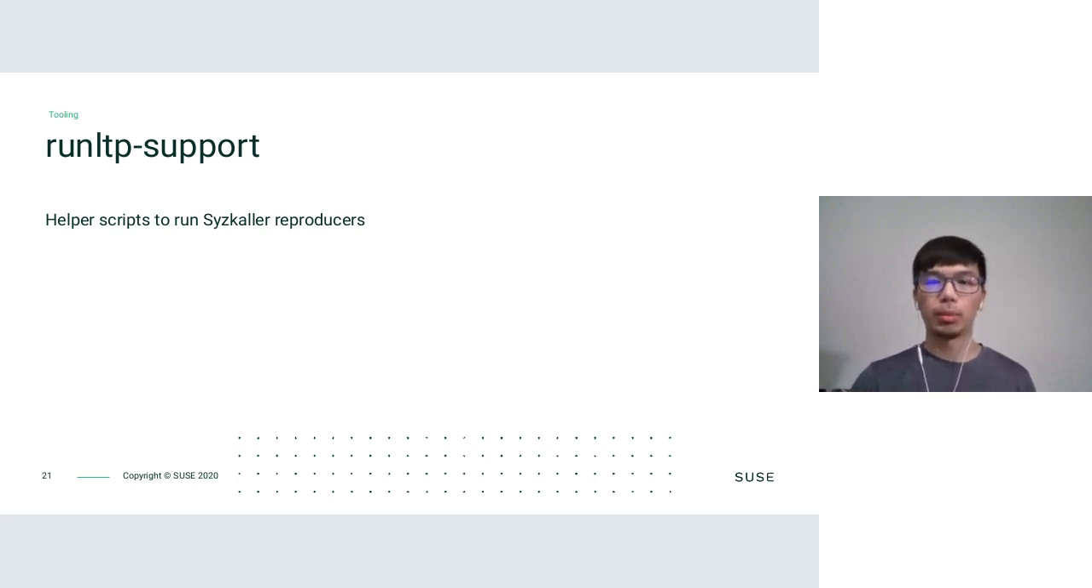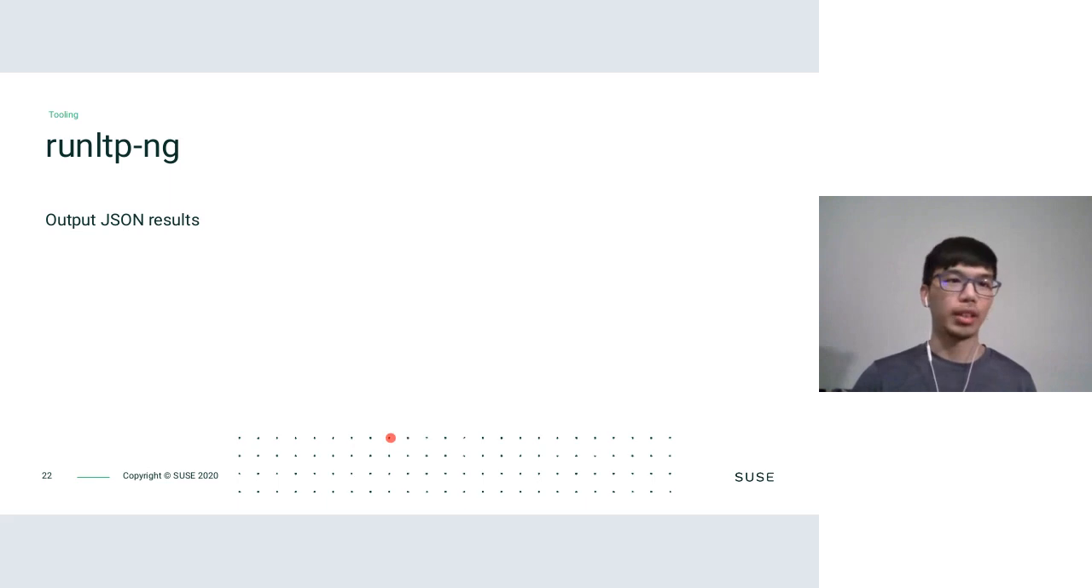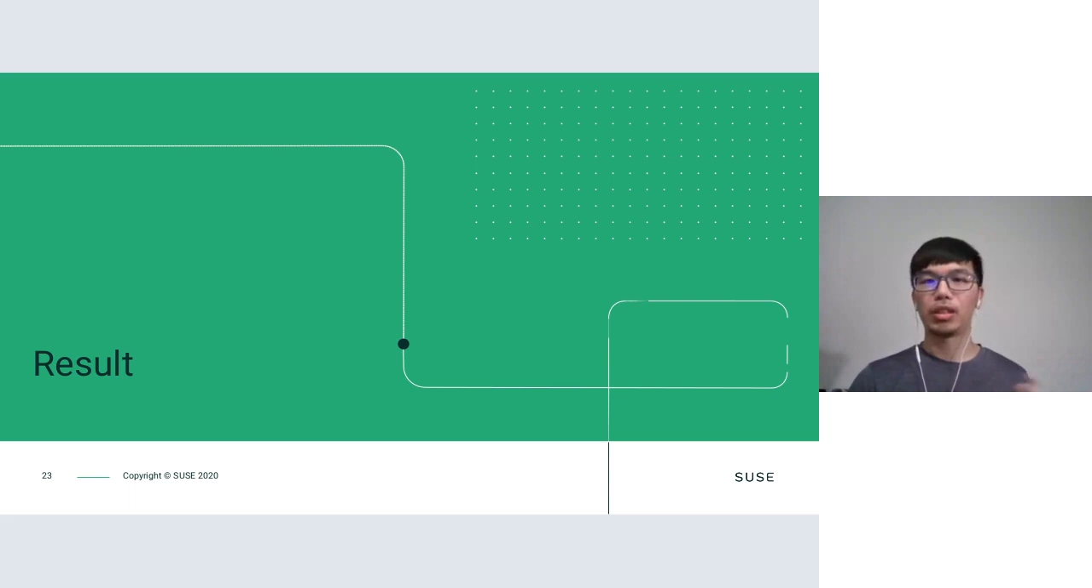And runltp-support itself depends on another tool called runltp-ng, new generation. This one is by Cyril Hrubis. I see you in the chat, and thank you for that. And runltp-support does all the heavy lifting. It starts the virtual machine, then runs the reproducers. And after running the reproducers, it also collects the log, the output of the console. The really nice thing about it is the result can be saved as a JSON file, which I can then process with another script. And that's pretty much all the tools I use.